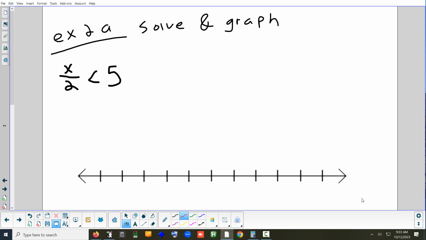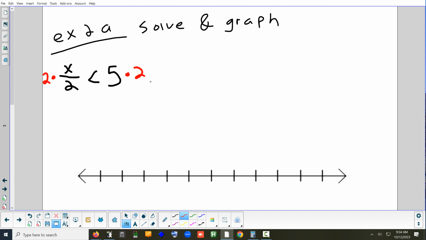So x divided by 2 is less than 5. Is the x by itself? No. What's there that we don't want? The 2, and right now the x is being divided by the 2. So how do we get rid of divided? We multiply by 2.